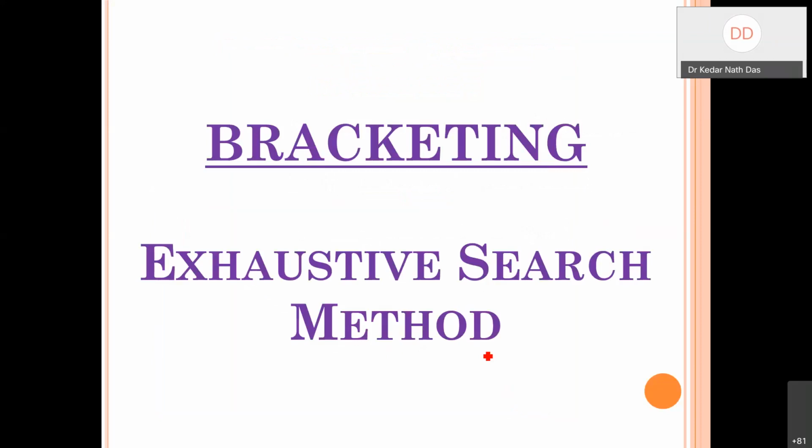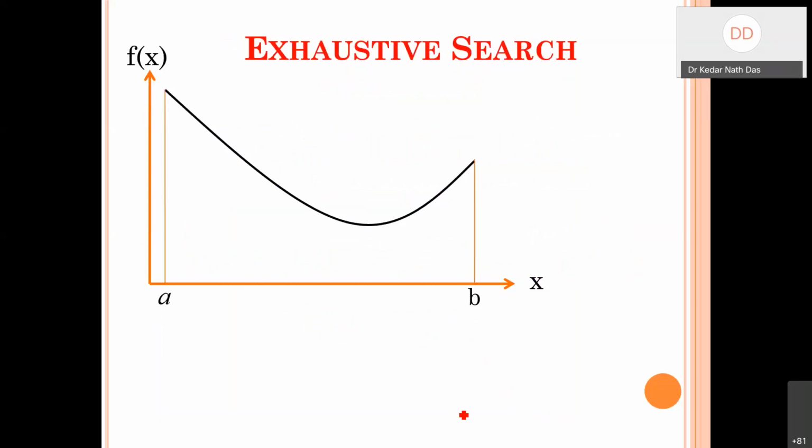Now, with this assumption, we can start with the exhaustive search method, which is part of the bracketing methods. The main target of this method is to find this point on the x-axis. So what is this point where the function gives your minimum value? The function is, of course, y equal to f of x.